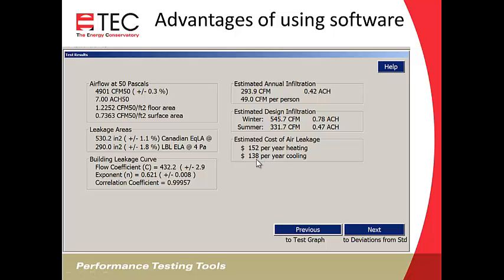And cooling does not take into consideration latent load. So if you're in a humid climate, it's way underestimating your cooling costs. So that's that. And then if you enter in the information about ventilation, it'll come up with a ventilation design down in this area also.